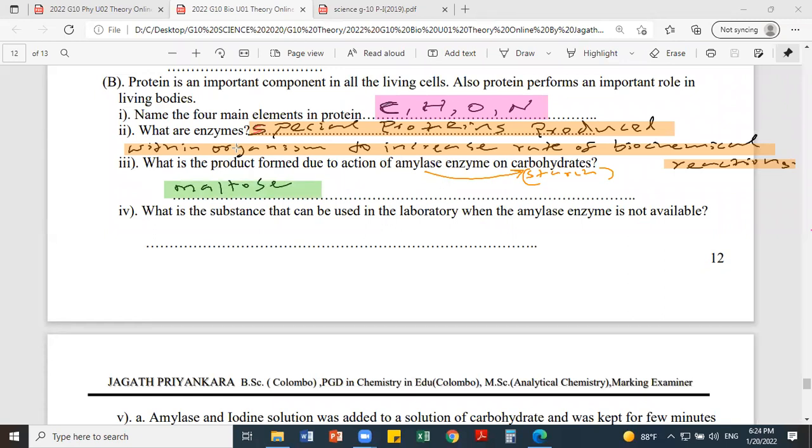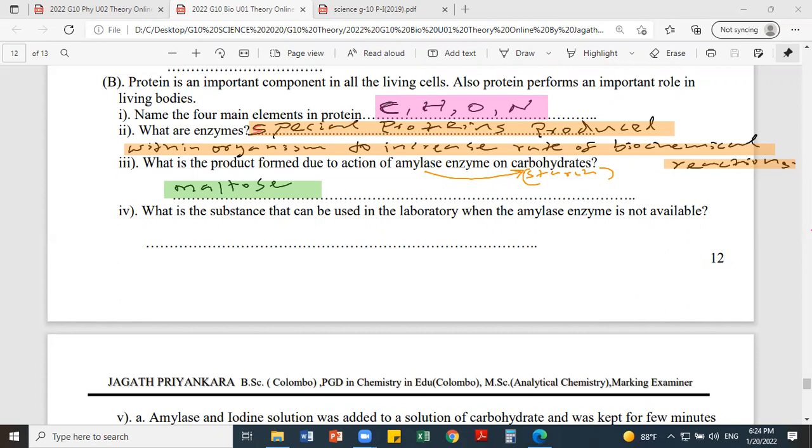Then the next one, part 4. What is the substance that can substitute for the amylase enzyme? If the amylase enzyme is not available, what is the substitute we can use? Imagine that normally the amylase enzyme is present in the laboratory, but if it is not available in your lab, you cannot do the practical. Then what is the alternative? Any volunteers? Only 2 students raised their hands.